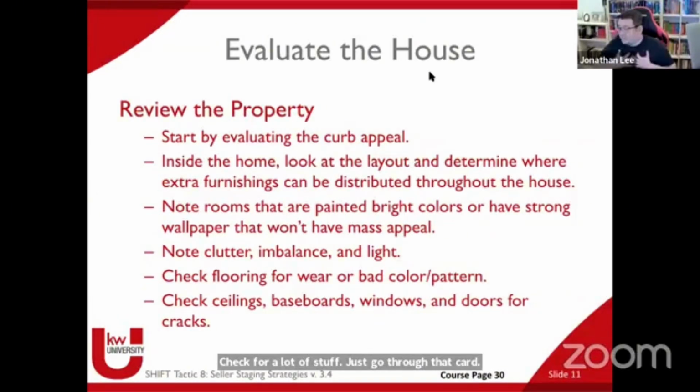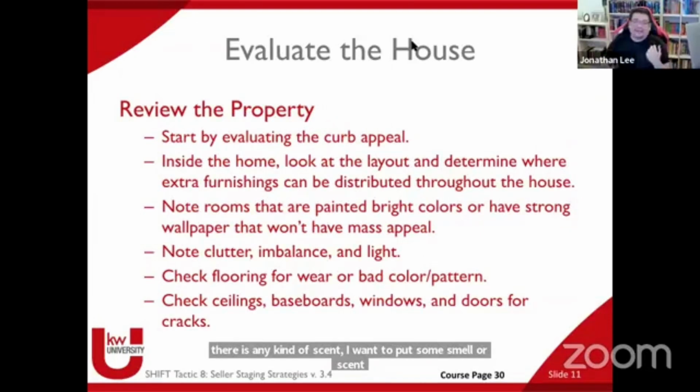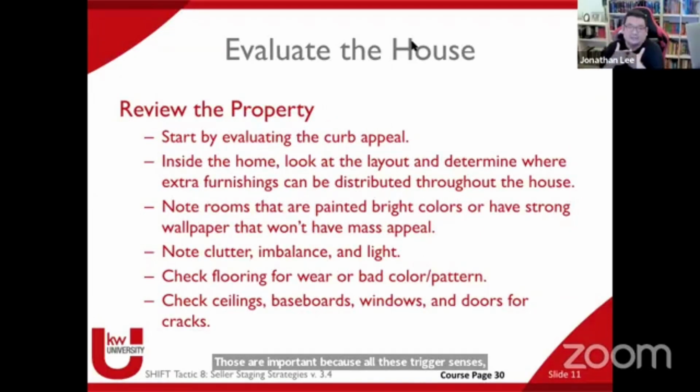One of the key things that I always inspect in the property last time is, number one, is the air condition working? In all my viewings, if the owners do participate and agree with me on the way I want to stage the property, in all my viewings last time, all air conditioning is on. If there's an air condition, if it's a furnished property, the air condition is on, the lights are all on, the fans are all on, right? And I'll play a little bit of background music if I can. If there is any kind of scent, I want to put some smell or scent, those are important because all these trigger senses, right? Scent, sight, sound, temperature, right?